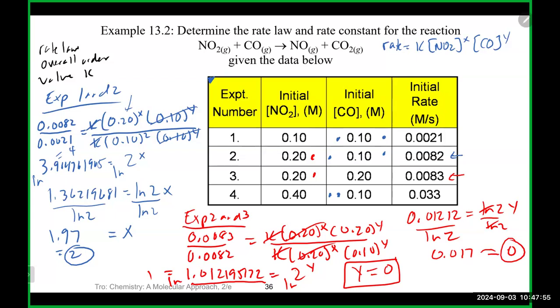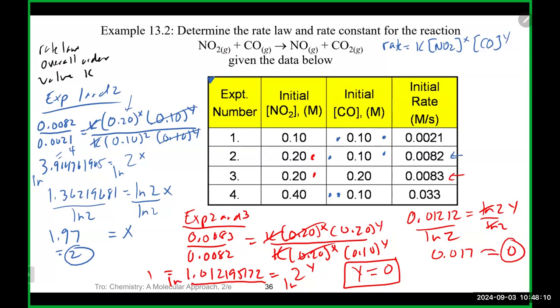Any questions on that there? So again, this is a good example to show you. Again, it's based on experiments, so not always going to be the prettiest of numbers. I will say probably a lot of textbook problems might be nice, easy numbers, but sometimes they may not be.